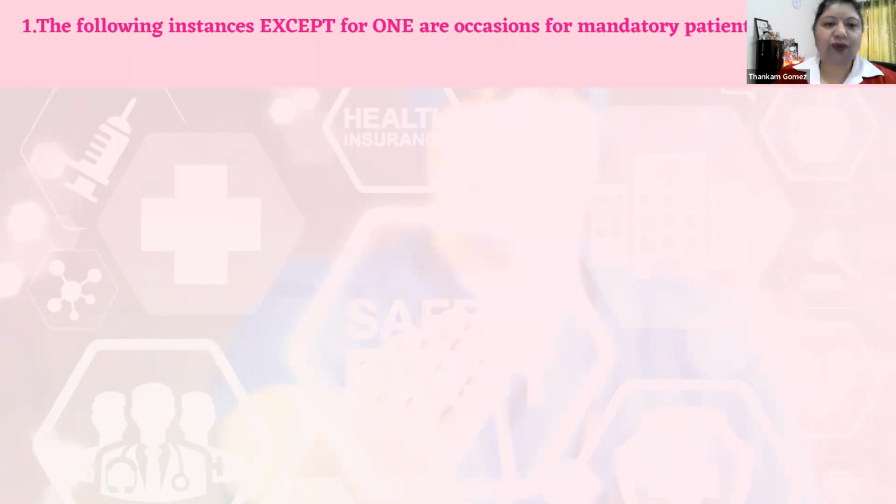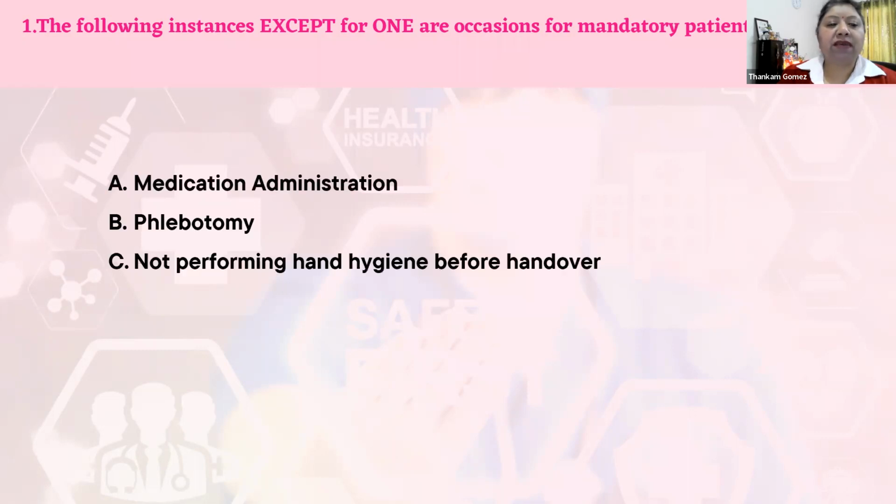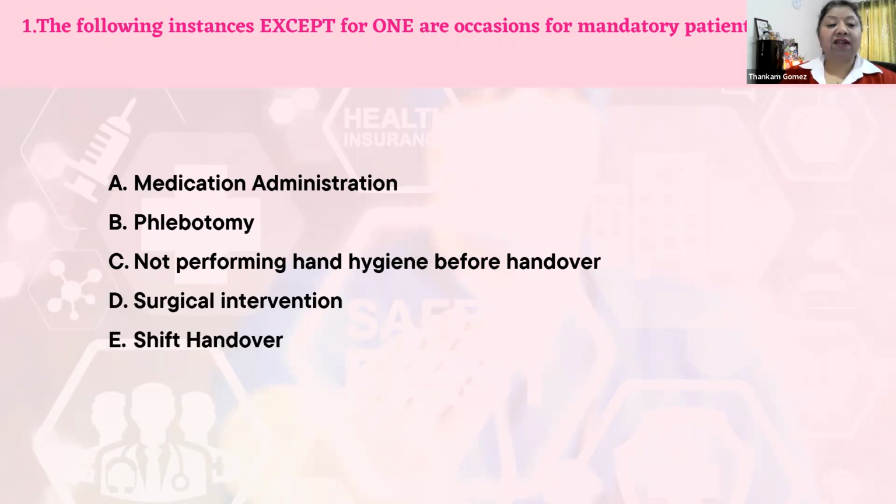Very good. So, the question: the following instances, except for one, are occasions for mandatory patient identification. What it says is, in all these occasions, you must identify the patient each and every time. Your options are: medication administration, phlebotomy, not performing hand hygiene before handover, surgical intervention, shift handover. Now, what is the wrong answer here? That's what we have to pick up. And I'm very sure that most of you have already picked it up.